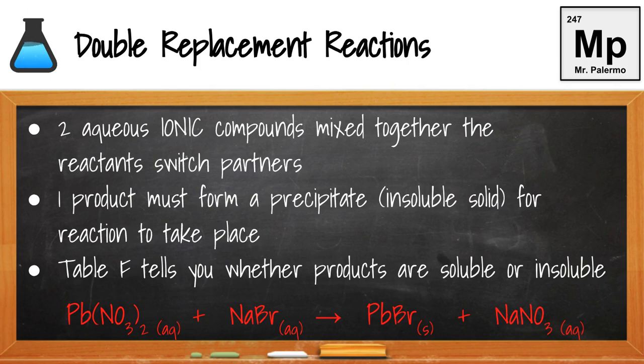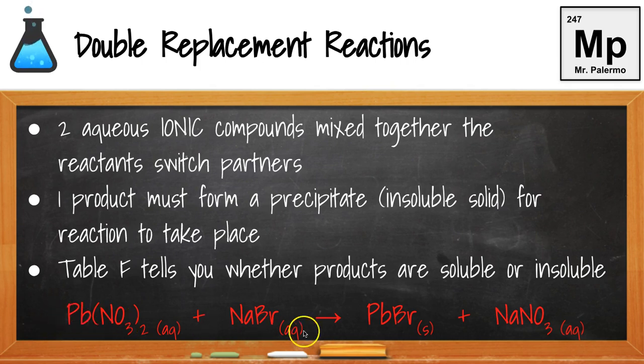Double replacement reactions involve two aqueous ionic compounds mixed together so that the reactants will switch partners and form new compounds. And for a double replacement reaction to have taken place, one of the products must form a precipitate, meaning an insoluble solid. And Table F will tell us whether the products are soluble or insoluble.